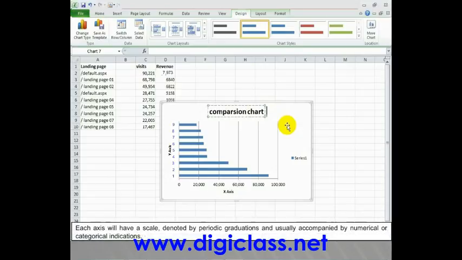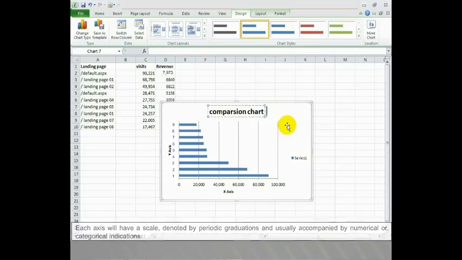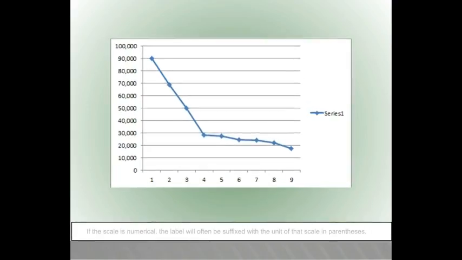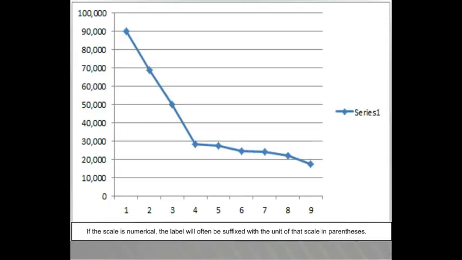Each axis will have a scale denoted by periodic graduations and usually accompanied by numerical or categorical indications. Each axis will typically also have a label displayed outside or beside it, briefly describing the dimension represented. If the scale is numerical, the label will often be suffixed with the unit of that scale in parentheses.